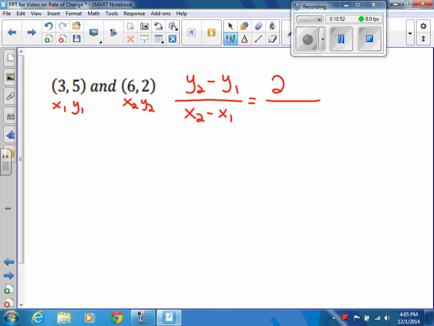My y2 is 2. My y1 is 5. My x2 is 6. My x1 is 3. Okay, when I do the math, 2 minus 5, again, if you're thinking about integers, think about money. I have $2, but I owe somebody $5. That means I still owe them $3. 6 minus 3 is 3. Now I have a negative divided by a positive, which gives me a negative answer. And 3 divided by 3 gives me 1. So this is my final answer for this one here. You should have gotten negative 1.